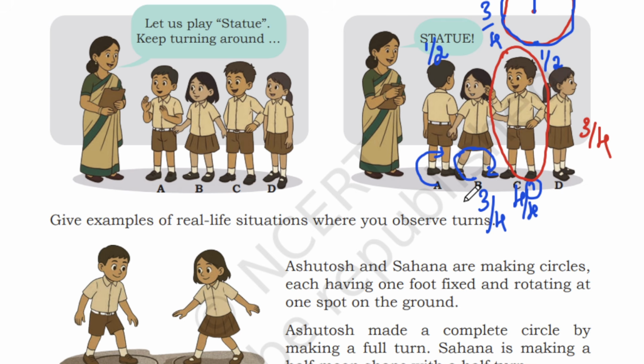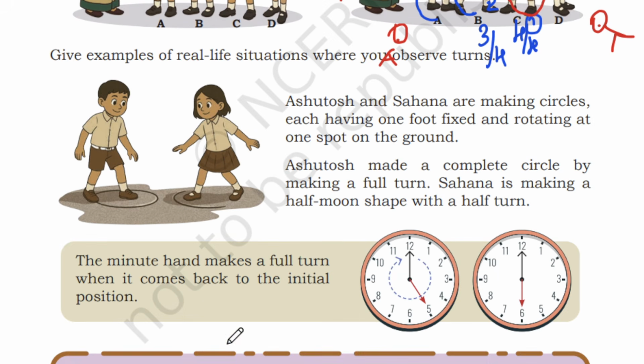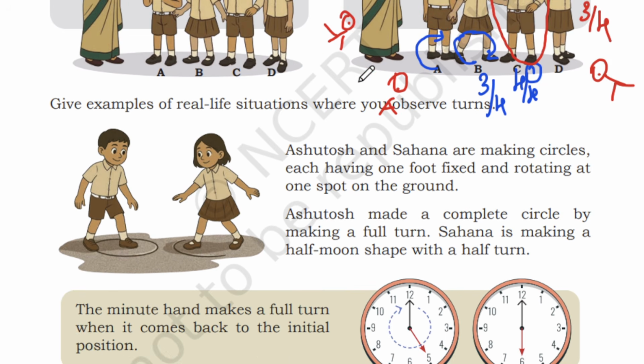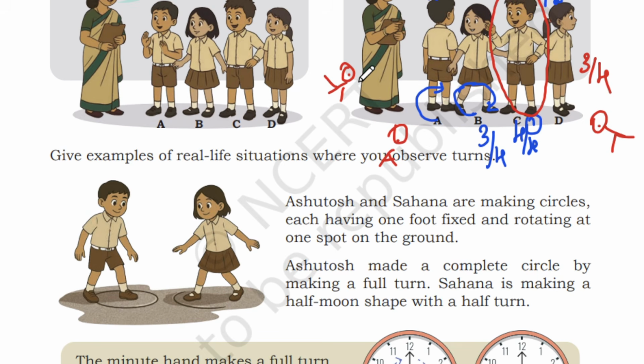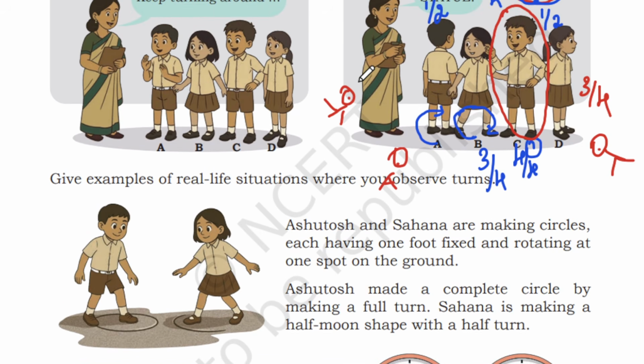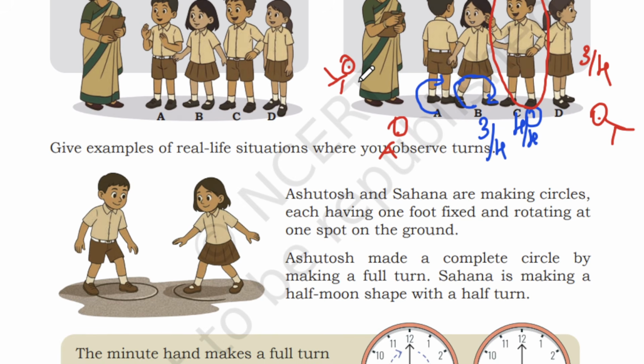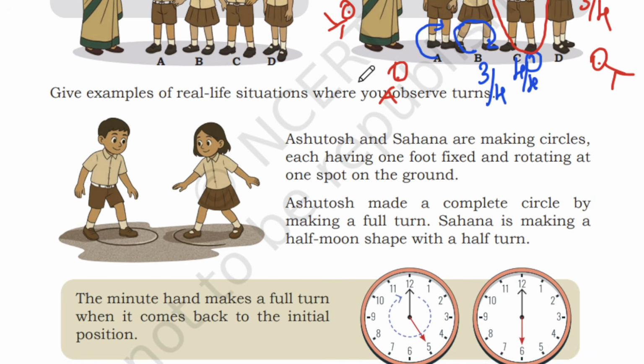How do we see? Sometimes we might see from here or we might see from here. The teacher is seeing from here. So the angle always depends upon the position where we are seeing. Next, give examples of real situations where you observe the turns. You can give some real examples in classrooms or when you play in your playground. You can play these types of games with your friends and see who has made a full turn and how many turns have been completed.